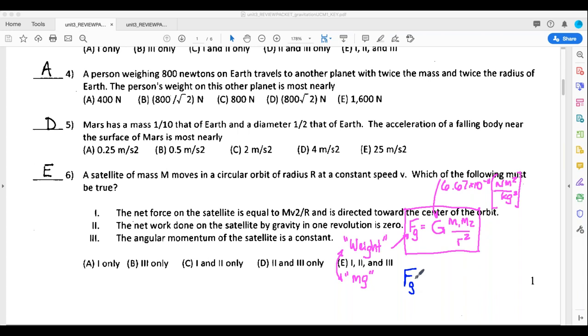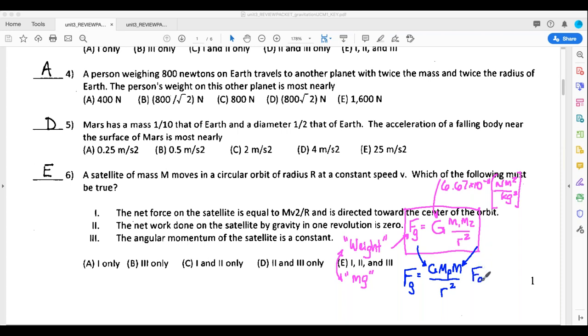So we're going to say Fg is equal to, as I've said, big G times the mass of the planet times the mass of the thing over the separating distance squared. Here's the thing: when the person goes to a different planet, the mass of the person doesn't change when I go from Earth to another planet. That's the same thing. And I could say the same thing about the universal gravitational constant, big G, that really small number. It doesn't matter where I am, that number is the same.